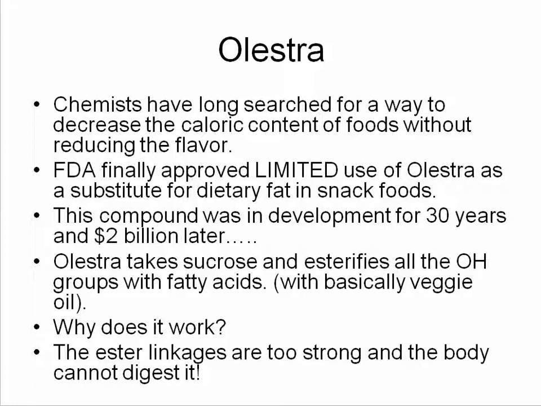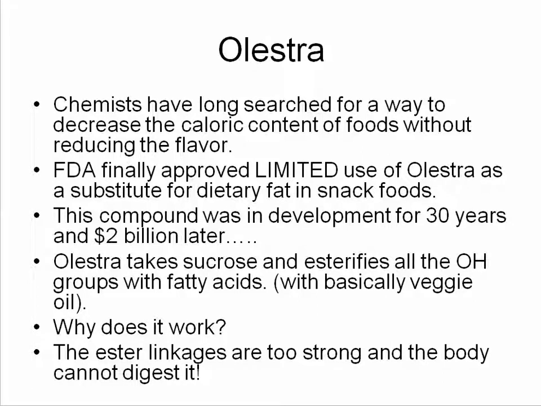Olestra, what happened is that it took sucrose, so this was sucrose back in the carbohydrate lecture, and it esterified all of the OH groups off of sucrose. So sucrose was a carbohydrate, it's a disaccharide. It has all of these OH groups that are hanging off of those rings, and these OH groups were converted over into ester groups, C double bond O groups. And basically what happened is that we took sucrose and esterified all of the OH groups with fatty acids, basically veggie oil. And we want to know, why does this thing work?